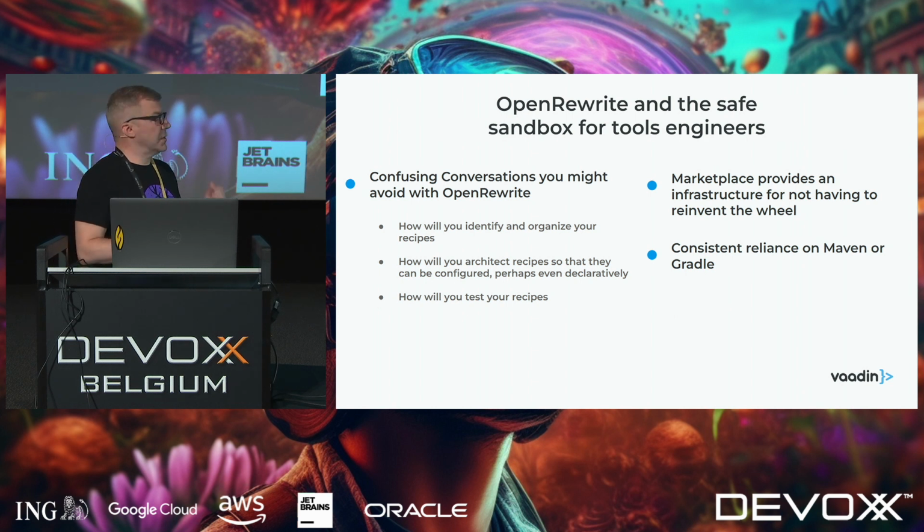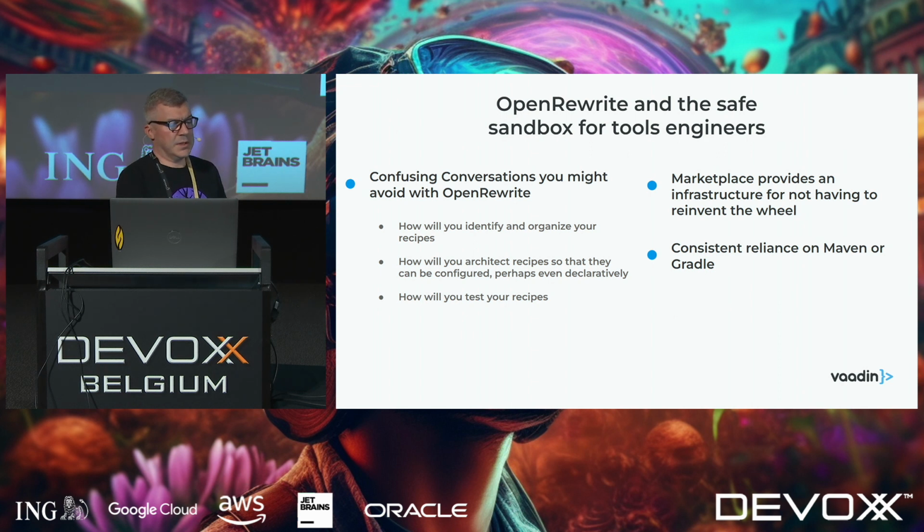Another thing, of course, is the marketplace. OpenRewrite has a marketplace. I have not found a marketplace for JDT recipes or anything similar. So there are a lot of things that have been used before that you can start using just out of the box without having to reinvent all these wheels.